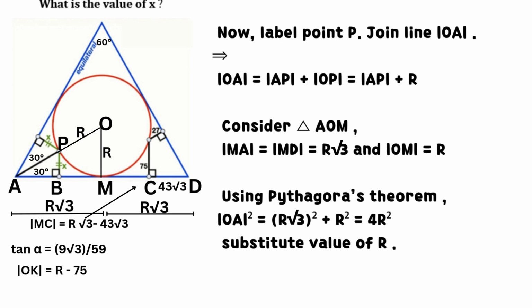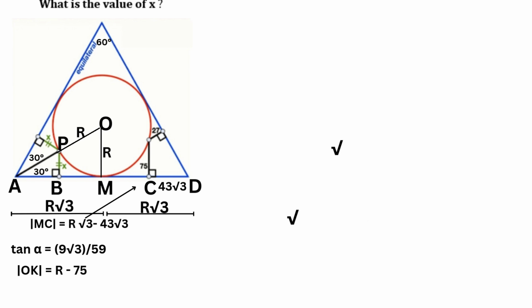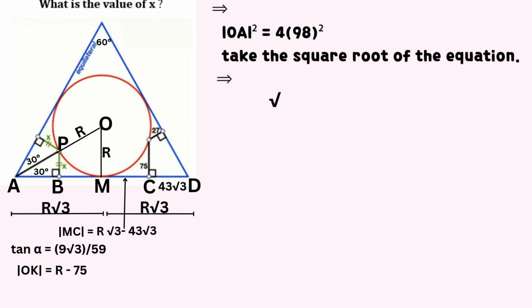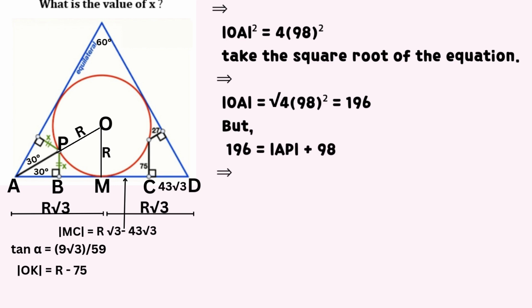Substitute the value of R. This implies that the square of line OA equals 4 times the square of 98. Take the square root of the equation. It follows that line OA equals the square root of 4 times the square of 98, which equals 196. But 196 equals the sum of line AP and 98. Hence, line AP equals 196 minus 98, which equals 98.